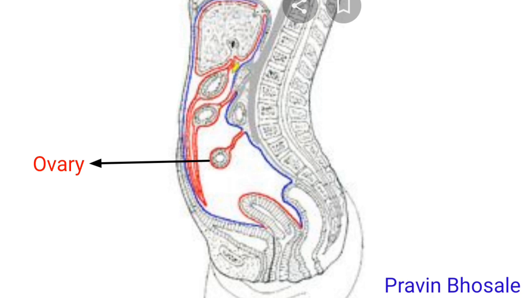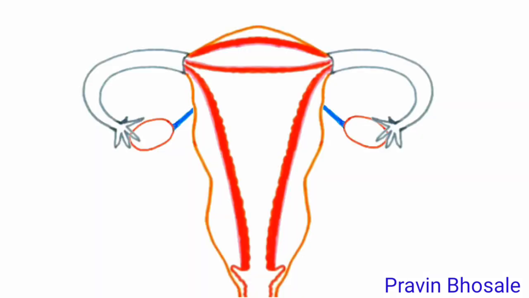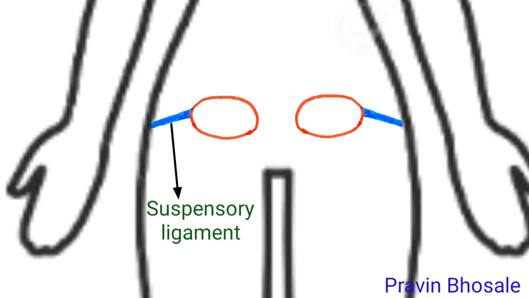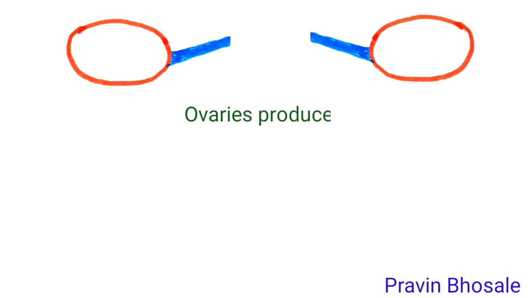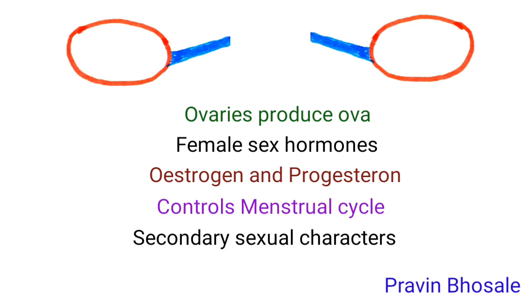Each ovary is suspended from the dorsal body wall to the broad ligament by a fold of peritoneum called mesovarium. Ovary is connected to the uterus by an ovarian ligament and is connected to the lateral body wall by a suspensory ligament. Ovaries produce ova and also the female sex hormones estrogen and progesterone. These two hormones control the menstrual cycle and secondary sexual characters.